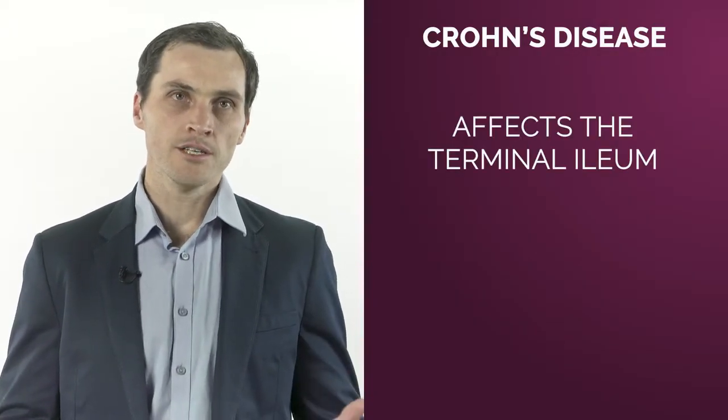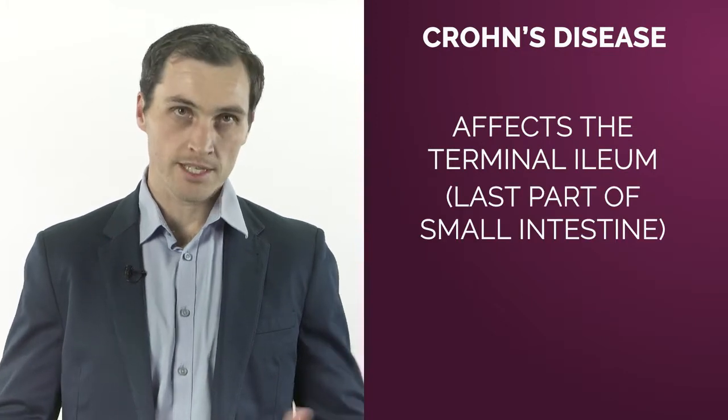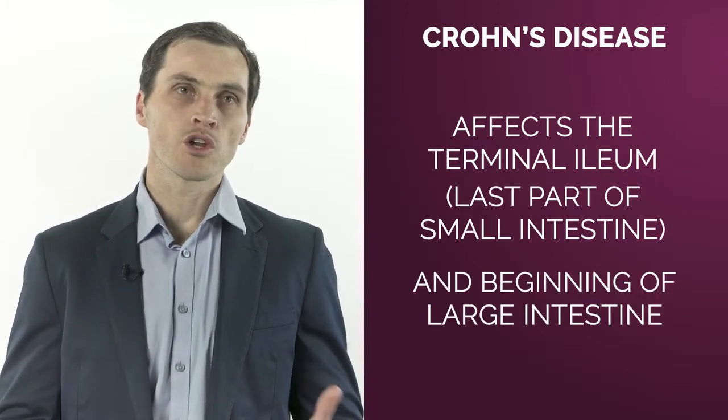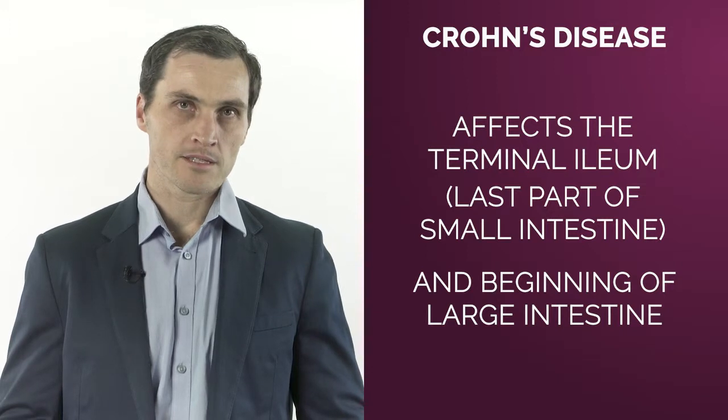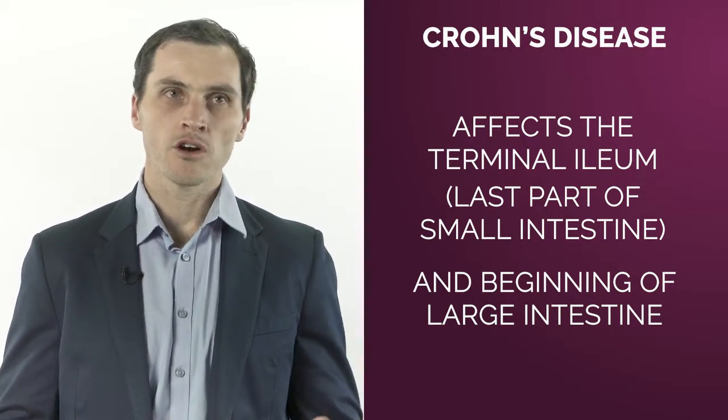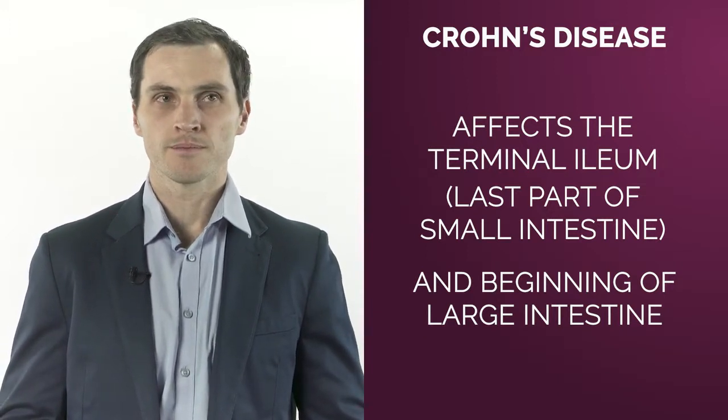We will now look at Crohn's disease and ulcerative colitis as separate entities, but what you will notice is that there's a lot of similarity and overlap between the conditions. Talking about Crohn's disease: Crohn's disease affects the terminal ileum, which is the last part of the small intestine, as well as the beginning of the large intestine predominantly. But different parts of the small and large intestine can be affected as well.